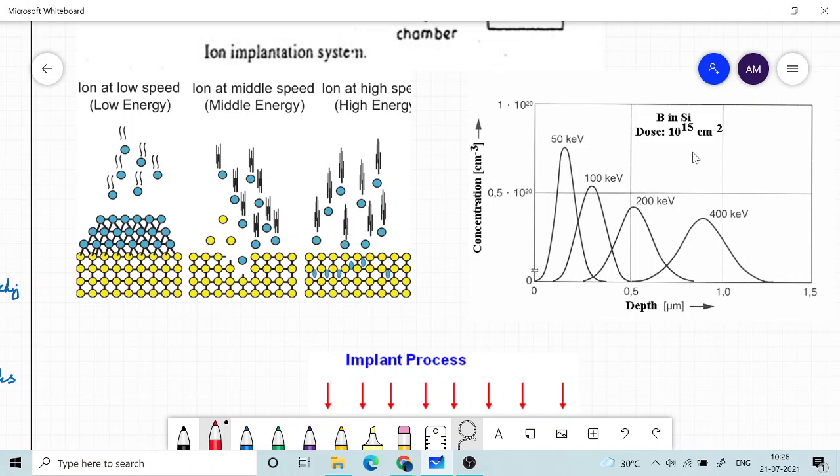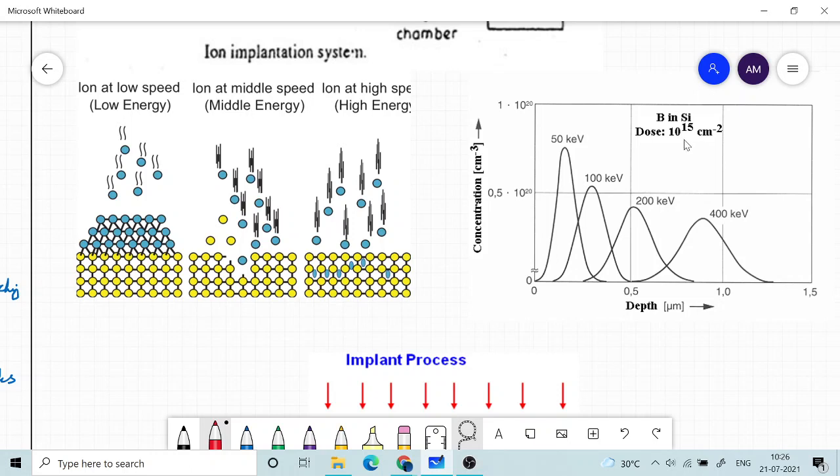the energy. And you can see the dose is written as 10 raised to 15 per centimeter square, per unit time. Okay, dose means it is the integral over the time. So if you want to have a doping concentration here, depending upon that, the dose is decided.